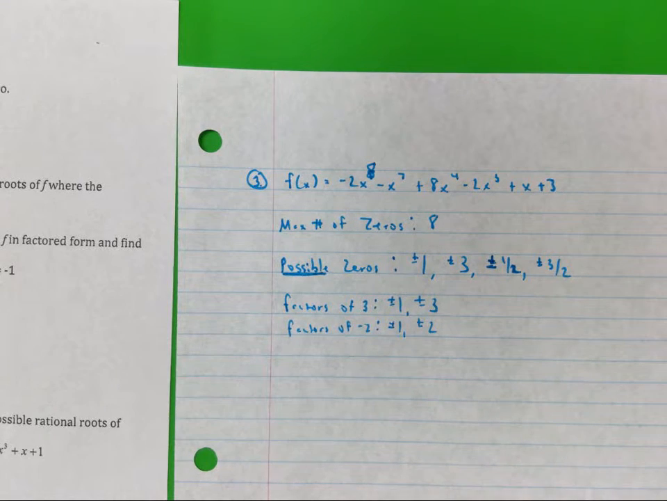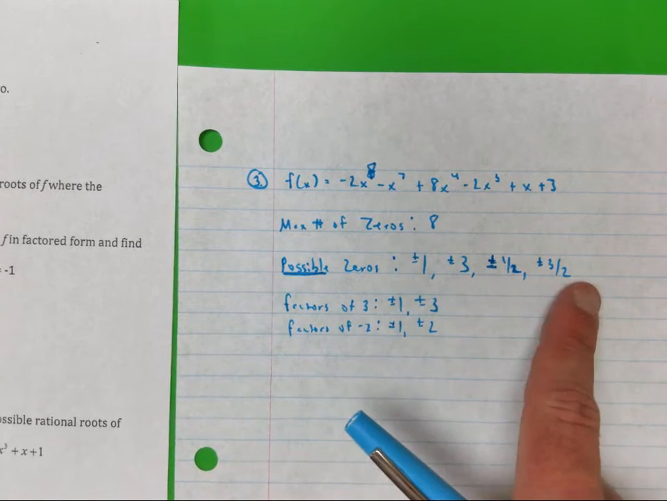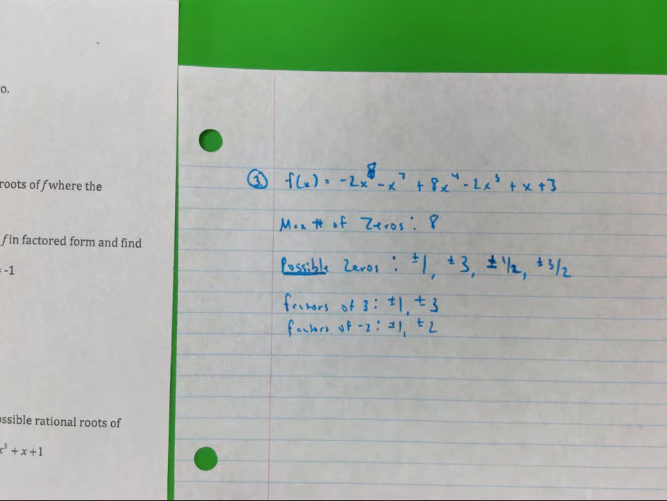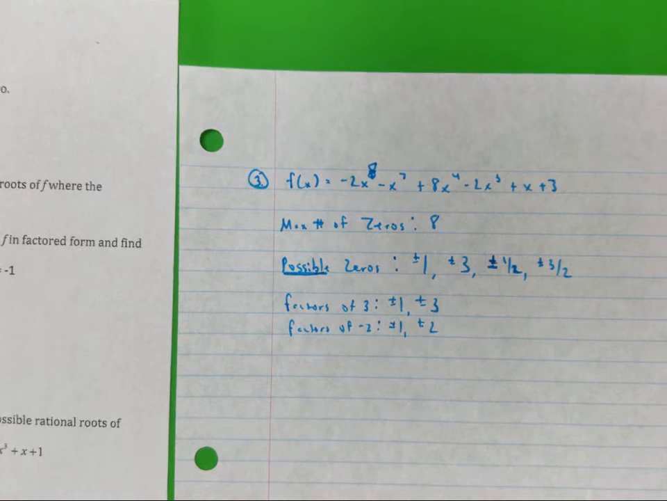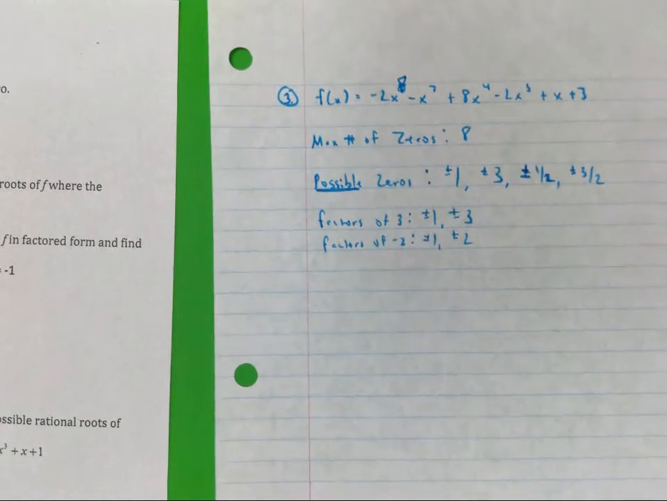My possible zeros. I have 2 here, 2 here, 2 here, 2 here. Does it mean the graph necessarily goes through them? It does not mean that it goes through them. It's just a possibility. Any one of these points is possible to cross the x-axis.